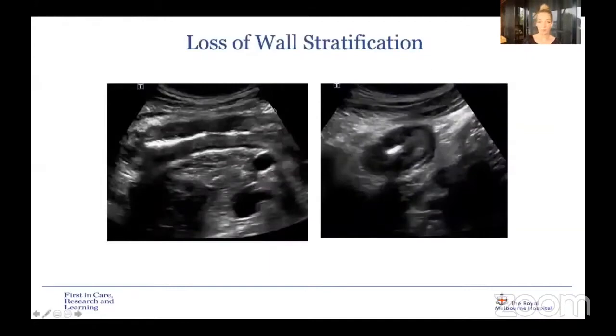Then there's loss of wall stratification. As you can see in those earlier images I showed you, there was that nice stripy layered wall stratification, and here you can see that's completely lost in both longitudinal and cross-sectional images. It's all blurred, and you've got a thickened bowel wall, so again, another sign of inflammation.